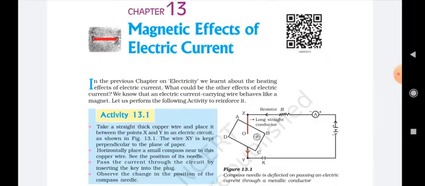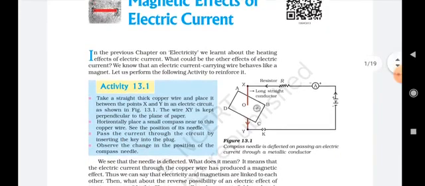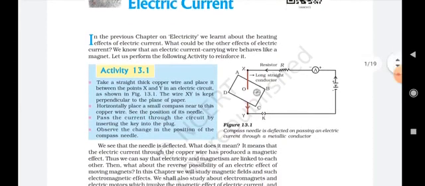A lot of appliances, students, like an electric bell, work on this principle, that is the magnetic effect. So basically when electricity passes through a conductor, a current carrying conductor produces a magnetic field. Let us try to understand with the help of this activity.